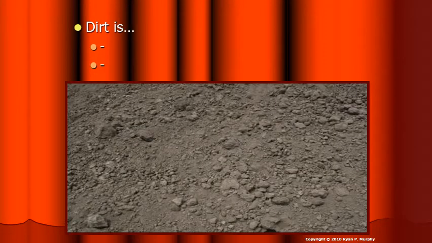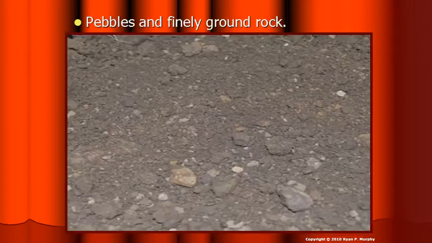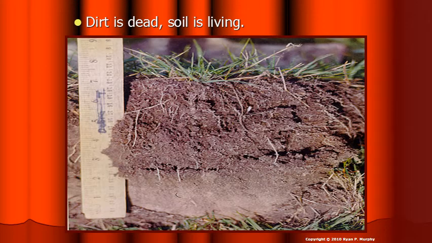Now, in comparison, dirt is pretty simple. Dirt is mineral-based, and it's pebbles and finely ground rock. So more or less, this is small bits of rock. That's what dirt is. Soil has the very important added ingredient of the humus, the organic material, which is basically where all the life comes from. Dirt is dead, soil is living.